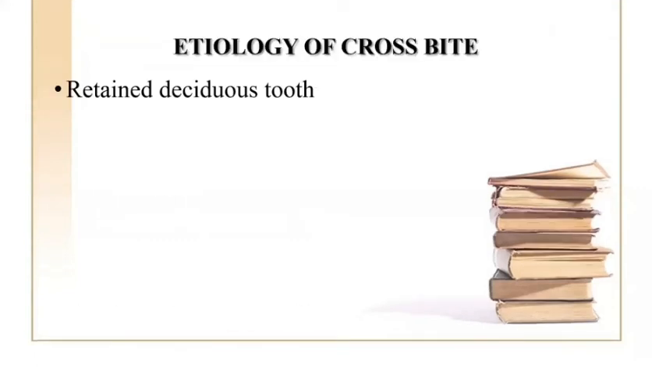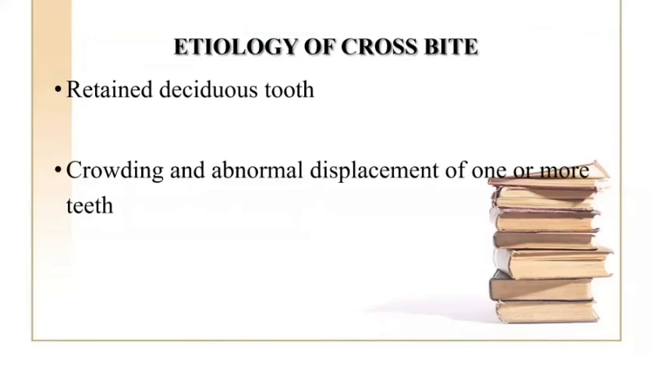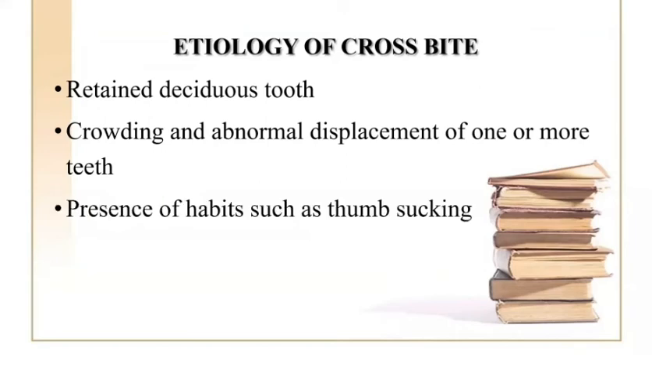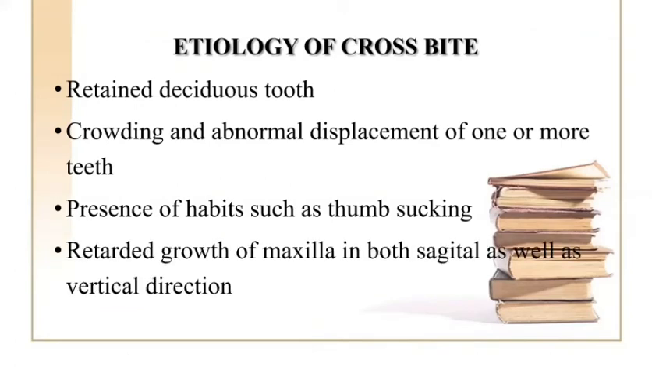Now coming to the etiology, it can be due to either a retained deciduous tooth, or crowding and abnormal displacement of one or more teeth, presence of habits such as thumb sucking habits, retarded growth of maxilla in both sagittal as well as vertical direction.